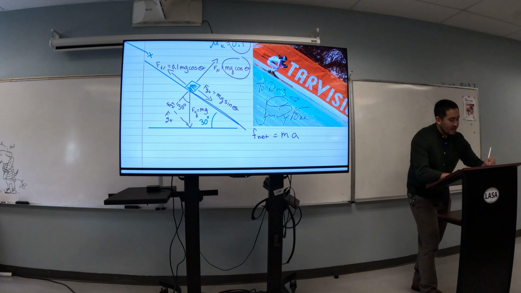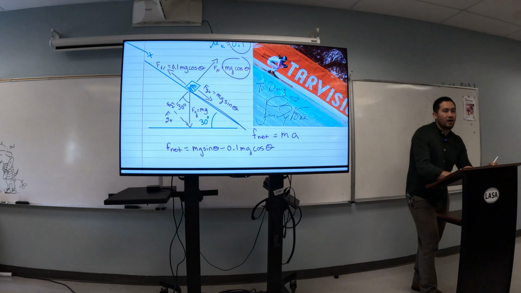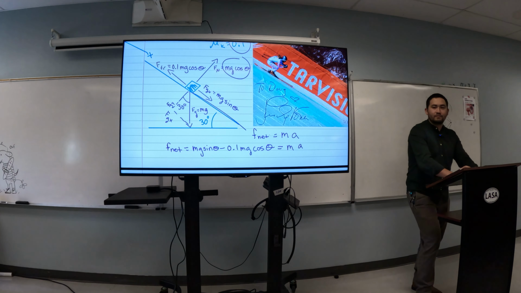And so then I could say that F sub net must be equal to mg sine theta minus 0.1 mg cosine theta. All right? Everybody believe me and agree with me here? Good. Then I can set that equal to mass times acceleration.